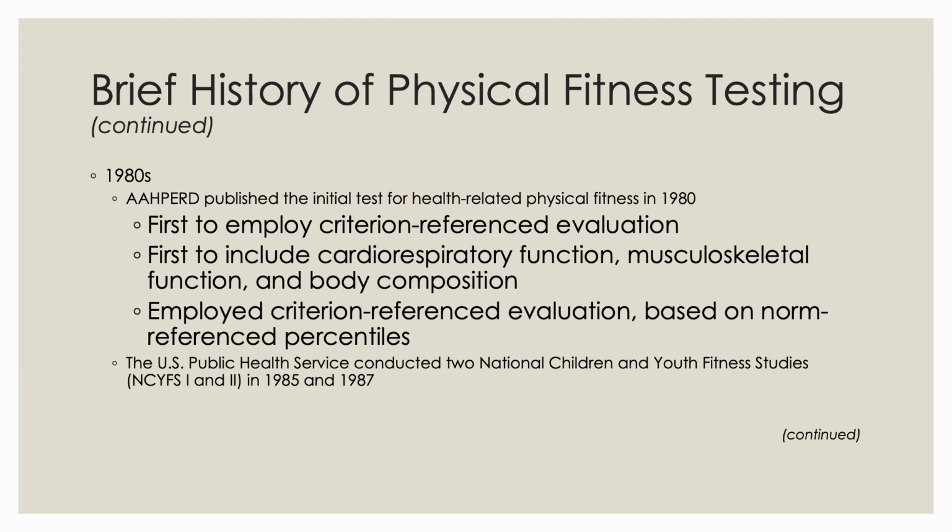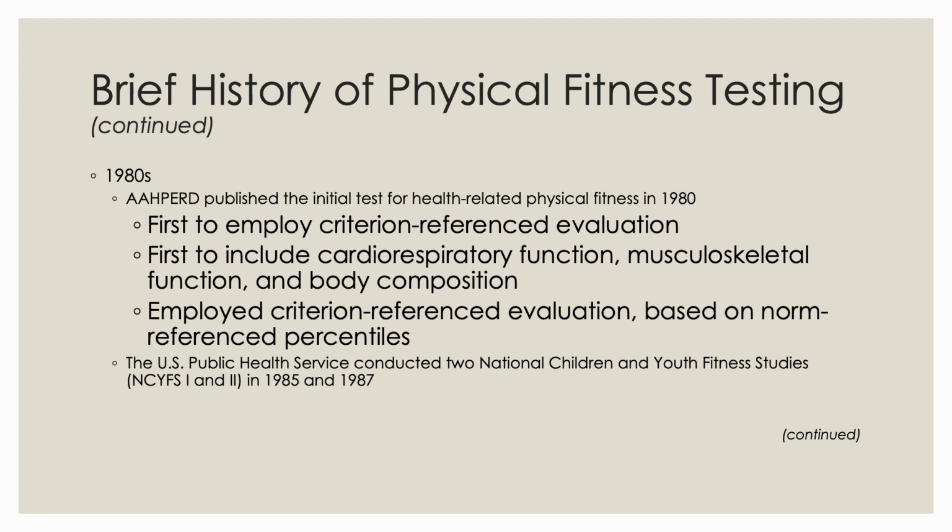Moving into the next decade, the 1980s, physical fitness has continued to see the changes that had been established in the 70s, this health-related physical fitness. AAHPERD published the initial test for health-related fitness in 1980. This was the first to employ criterion-referenced evaluation. If you recall, this same organization had published a youth fitness test in 1958. However, that was a norm reference test. This 1980 version is criterion referenced.